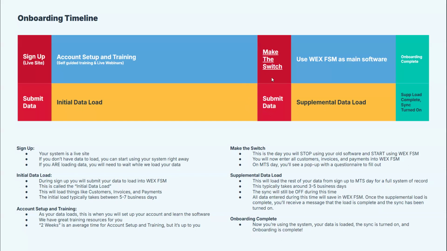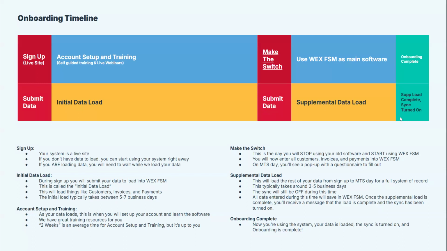On Make the Switch Day, you will receive a pop-up that will allow you to submit your data again. That will be your second data load, which will take everything from the initial load to the make the switch date and pull the rest of that data over. Once you have the supplemental data load complete, the data team will send you a message in your system letting you know that your supplemental load is complete. All of your data is now in your system. And at that point, the sync will be turned on.